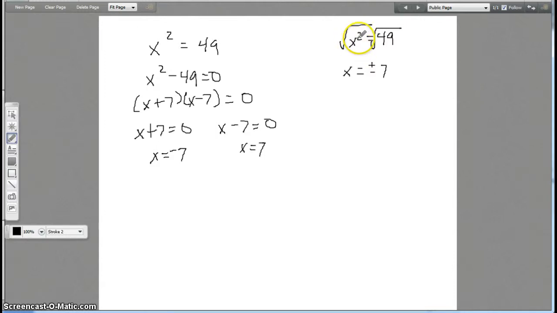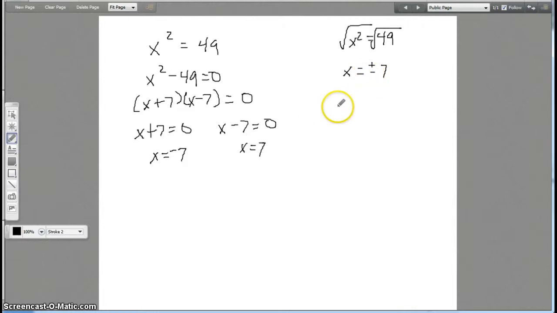So we don't know whether this x is positive or negative. When we square a positive 7, we're going to get 49. When we square a negative 7, we're also going to get 49. So whenever you take the square root of an x squared, you always have to say that the other side is plus or minus that number. So let's work one that's a little more difficult.